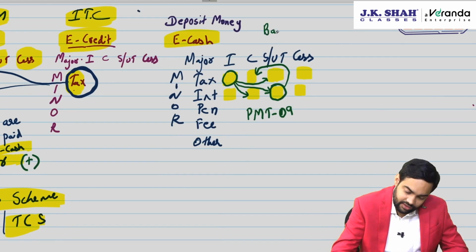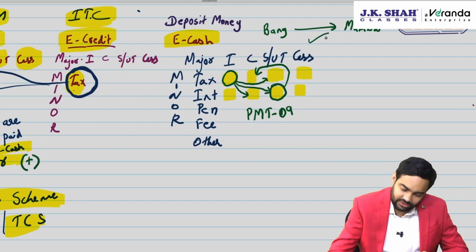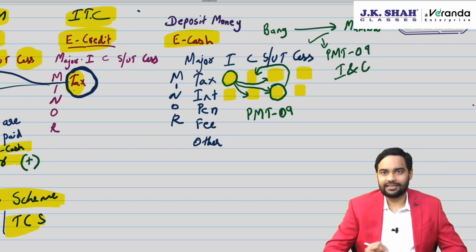What about one branch to another, sir? Say suppose I have one Bangalore branch where e-cash ledger is there. I also have Mumbai GST number where e-cash ledger is there. Can I transfer between e-cash ledger under the same PAN? This is also permitted using the same form PMT09, but only I and C is permitted. S is not permitted in this case.